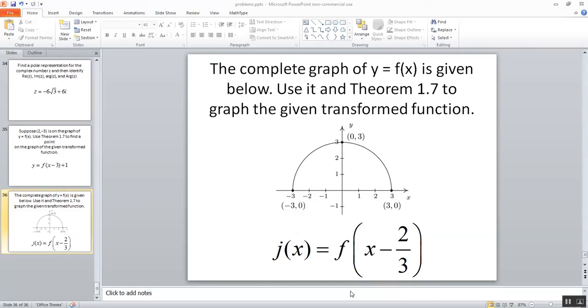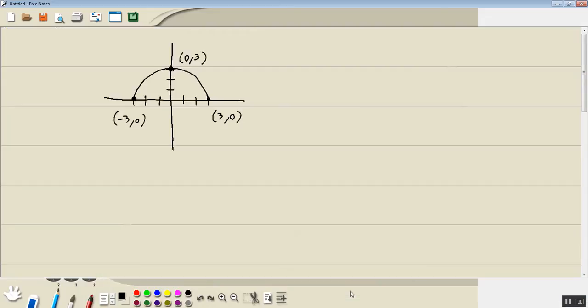Problem. The complete graph of y equals f of x is given below. Use it and Theorem 1.7 to graph the given transformed function. Now we have j of x is equal to f of x minus 2/3.